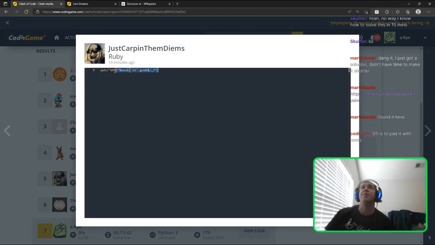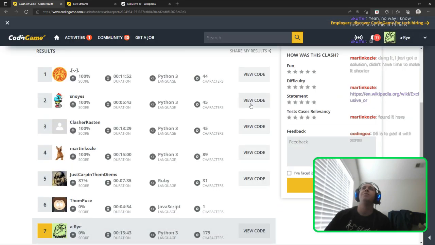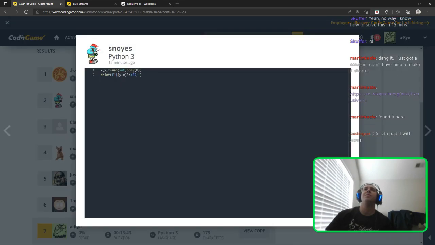Honestly, I don't even know what's going on here, Carpet. You just got some black magic going on. It works though. You got 88%. So, I mean, and if you didn't have that extra line, this pad with zeros. Oh, okay, cool. Thank you for that. That makes sense. So, oh, formatting.